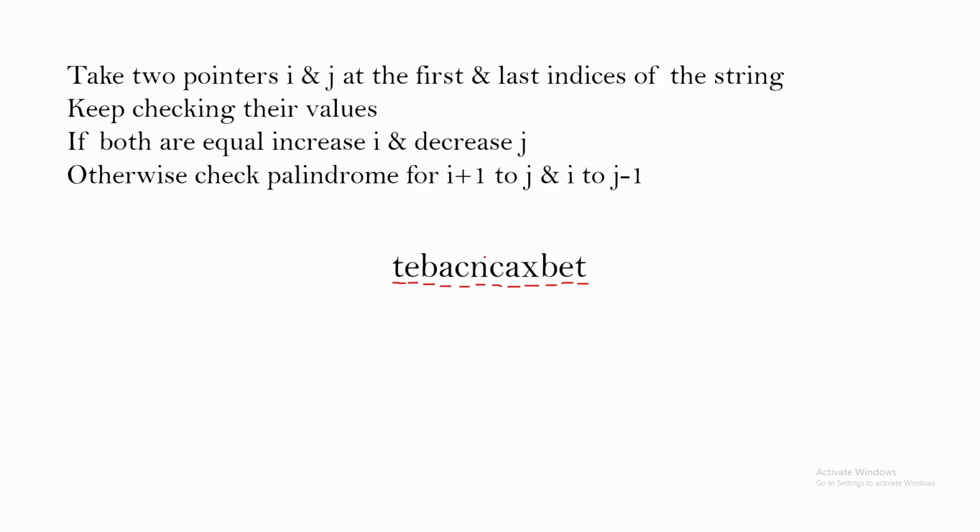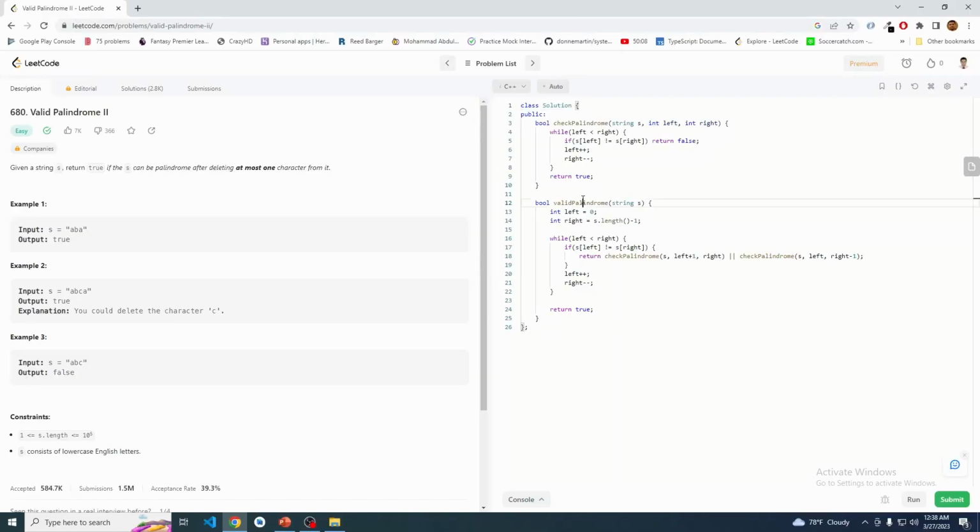Let's solve this problem in LeetCode to clarify these things more. Here this valid palindrome is our main function. Here we have taken two pointers, left pointing to the very first and right pointing to the very last character of our string. We run the loop until left is no longer less than right. Now the thing is that if the characters at the left and right index are not equal, we do something, otherwise we increment the value of left and decrement the value of right.